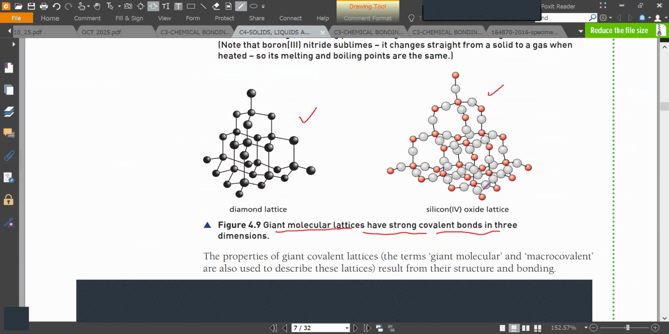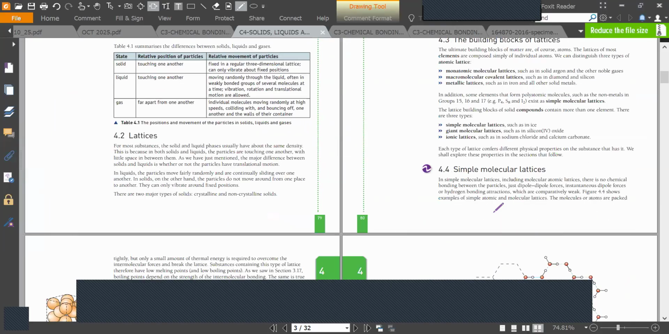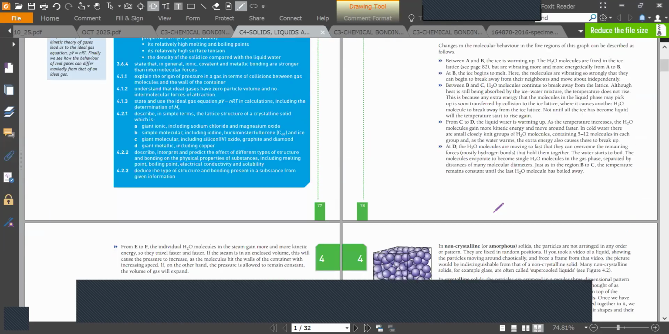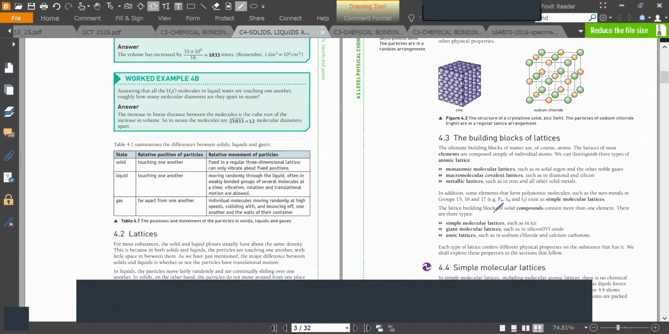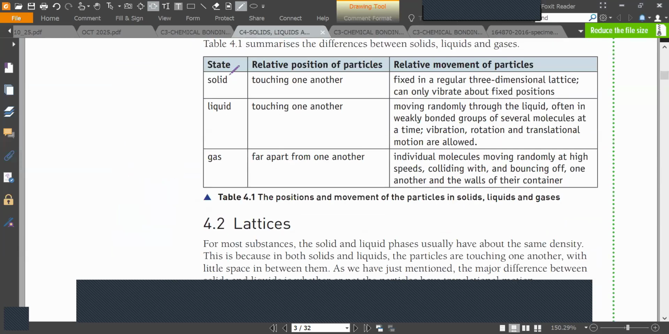So we just need to answer like this, according to this. Fixed regular three-dimensional lattice. Can only vibrate about fixed position. That's all we need to answer.